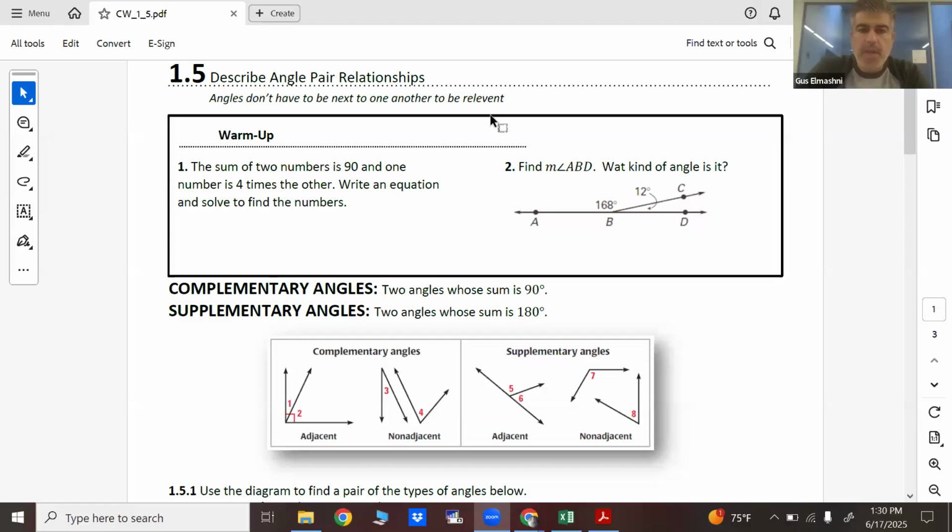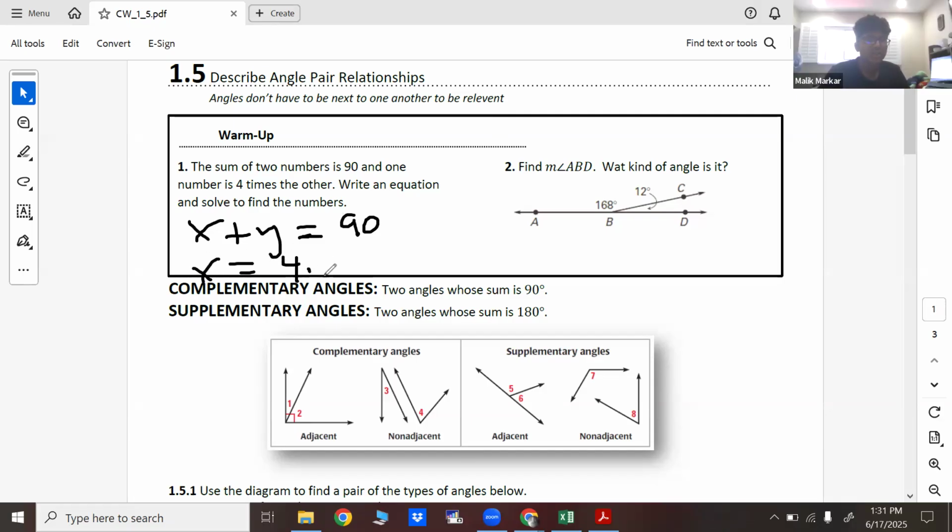Okay, the sum of two numbers is 90, and one number is 4 times the other. Write an equation to find the numbers. So you could say x plus y equals 90, and one number is 4 times the other. So 4x equals y. Or x equals 4y, same thing.